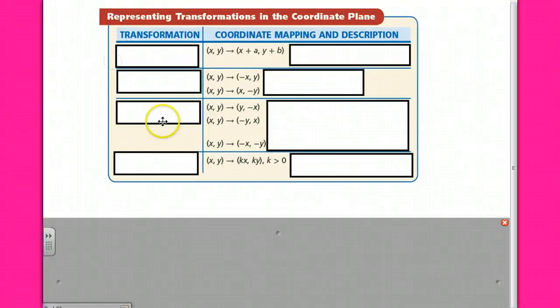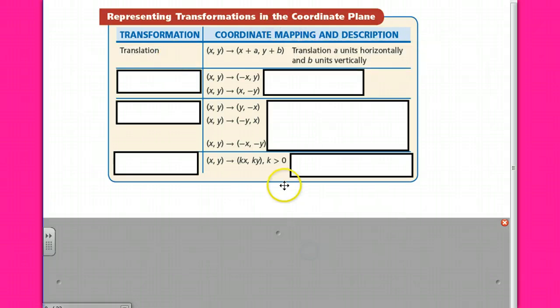Okay, we're going to skip that additional sample. We just saw the same kind of transformation. So let's jump straight to our summary box here that explains the various transformations we've been talking about. This type of transformation, where we go from an original to an image by adding to the x and y, is called a, that's right, translation. That moves our figure A units left or right horizontally, and B units vertically.